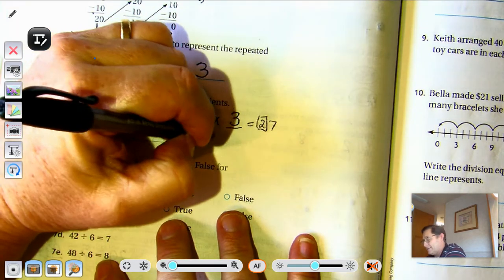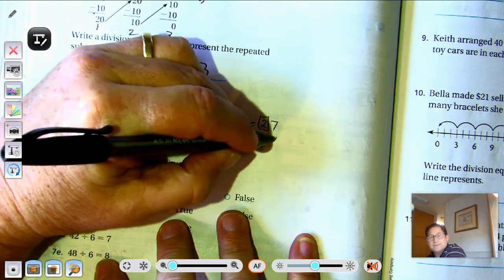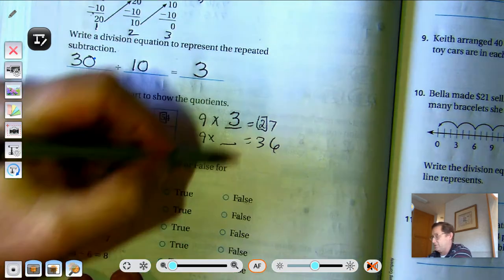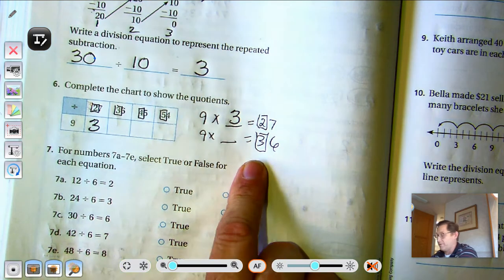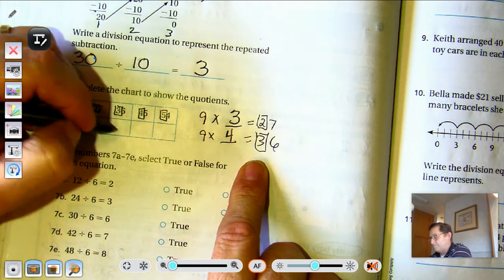So 9 times what is 36? Well, again, look at the tens place. The factor that we multiply by has to be 1 greater than that, so 4.